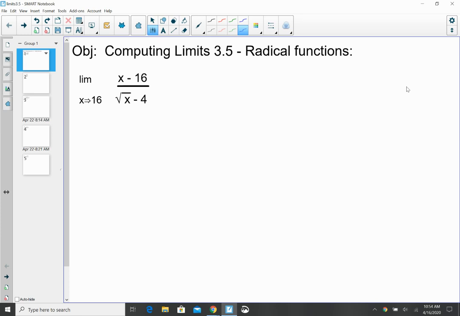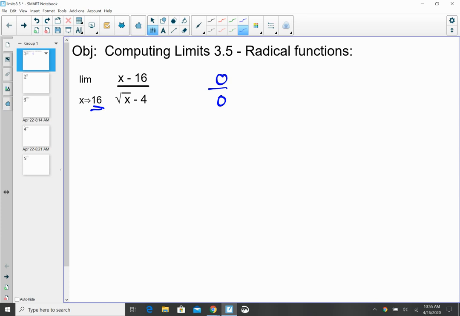Now, just to let you know, if I plugged in this particular x value, you're going to get 0 over 0. 16 minus 16, over square root of 16 minus 4. All right, so that's no good. That's that indeterminate thing. We've got to figure things out from there. Because we're dealing with radicals, we can't actually factor this in the traditional sense. So what we're going to do is use the conjugate to help us out.